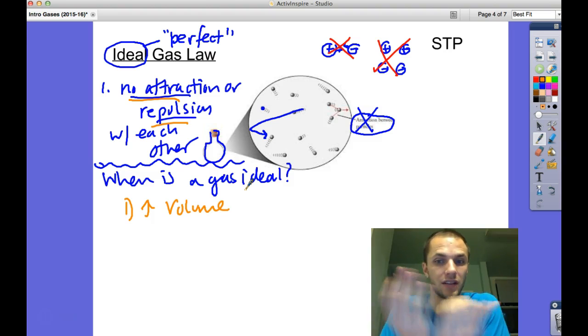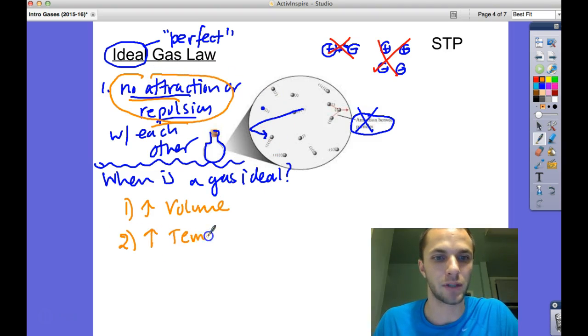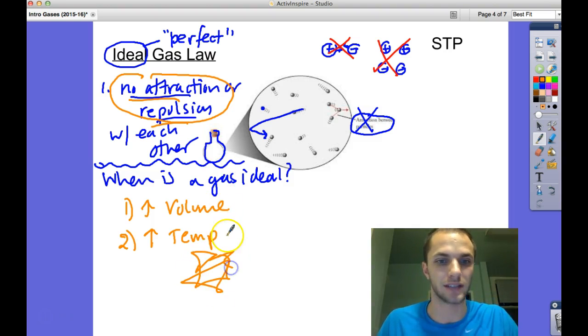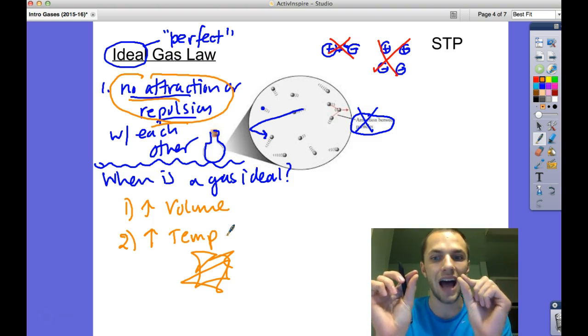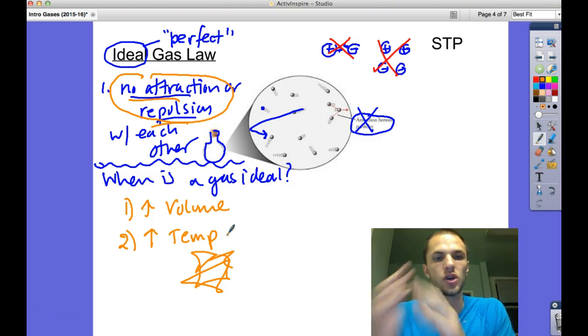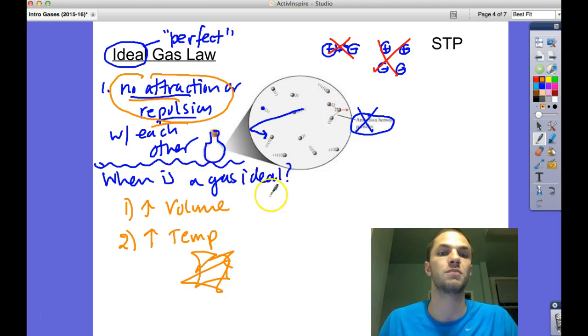And if it's less likely they're going to bounce, then it's less likely that we're going to have attraction and repulsion. Also, if we're at a high temperature, that means molecules are zooming around really fast, which means they have very little time to actually interact with each other. So if we increase volume and increase temperature, that's going to make a gas behave more ideally than it would otherwise.